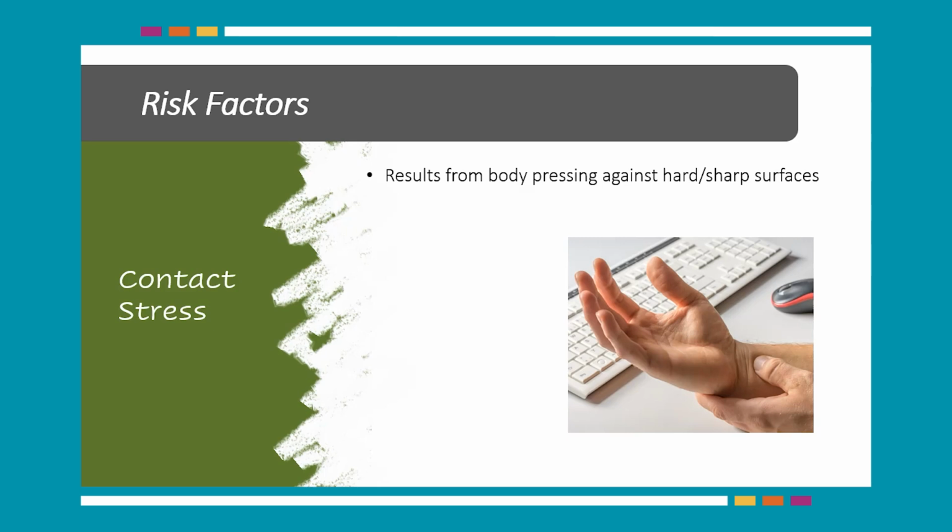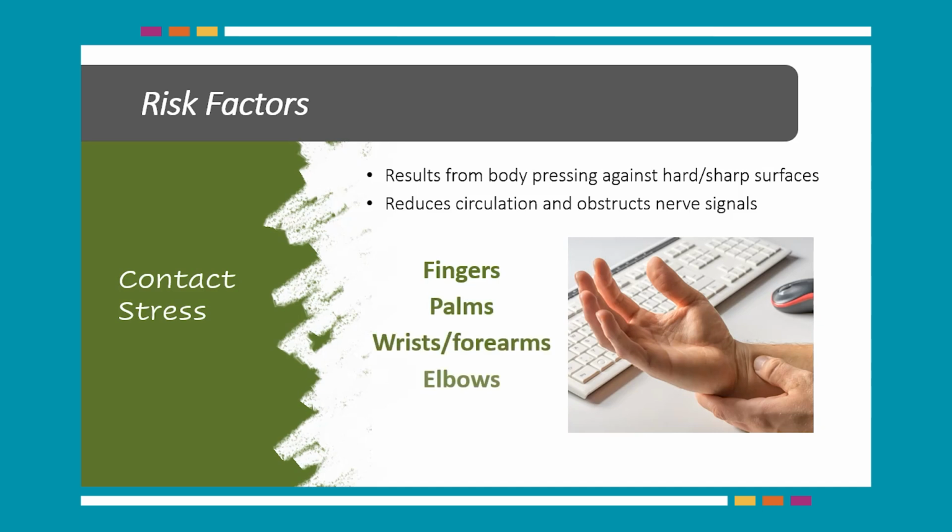Contact stress results from the body pressing against hard or sharp surfaces. This reduces circulation and obstructs nerve signals, leading to swelling, tingling, or discomfort. Certain areas of the body are more susceptible because nerves, tendons, and blood vessels are close to the skin and underlying bones. These areas include the sides of the fingers, palms, wrists and forearms, elbows, and the knees.